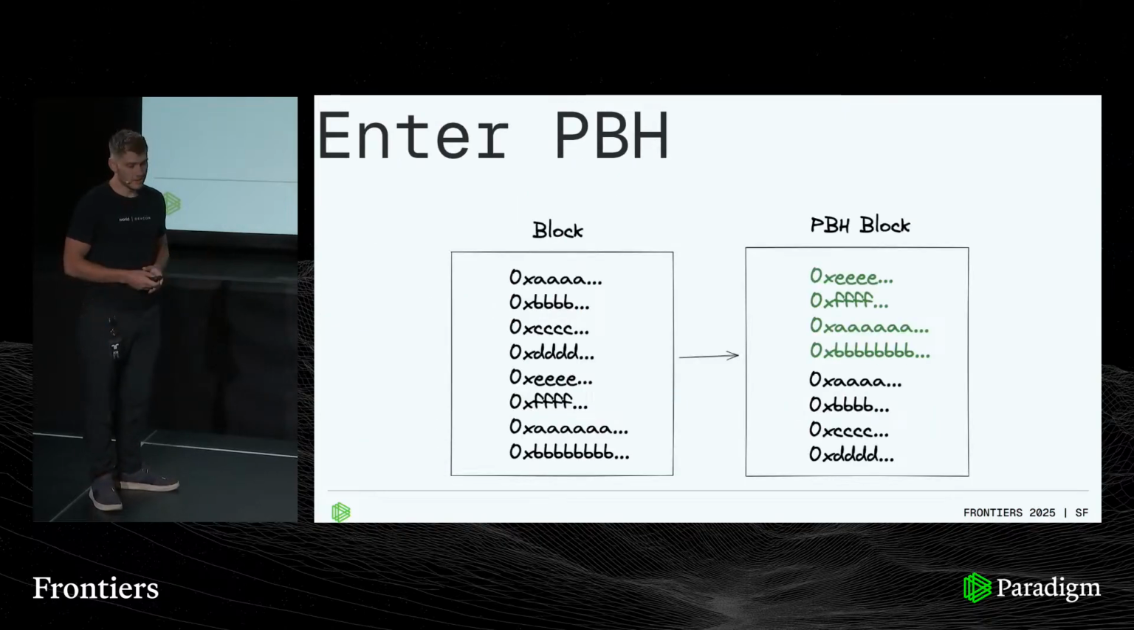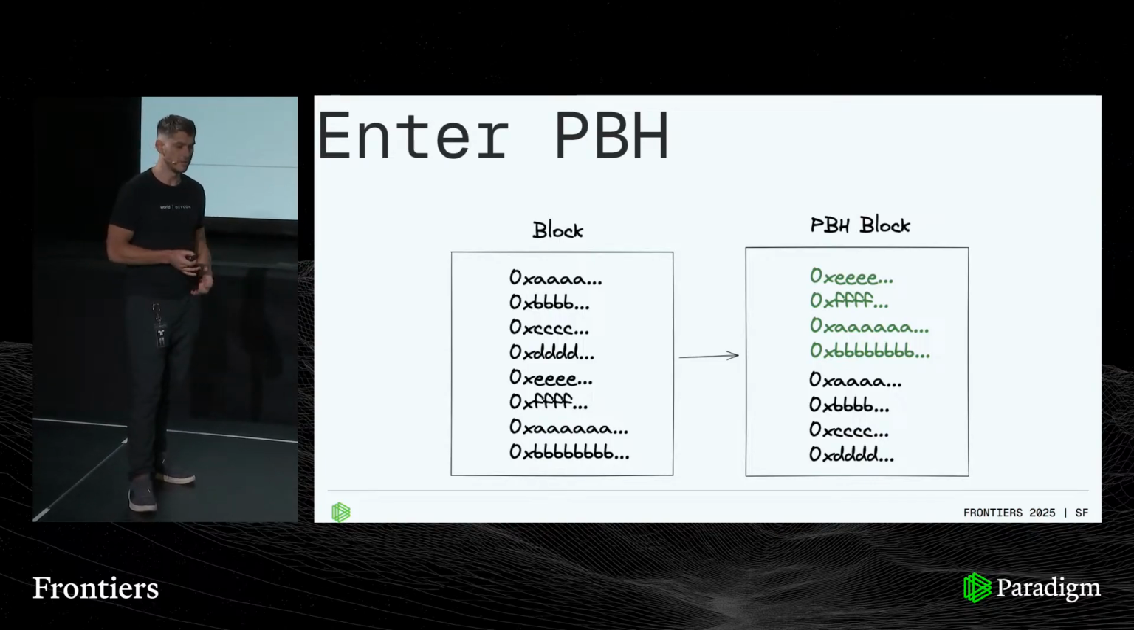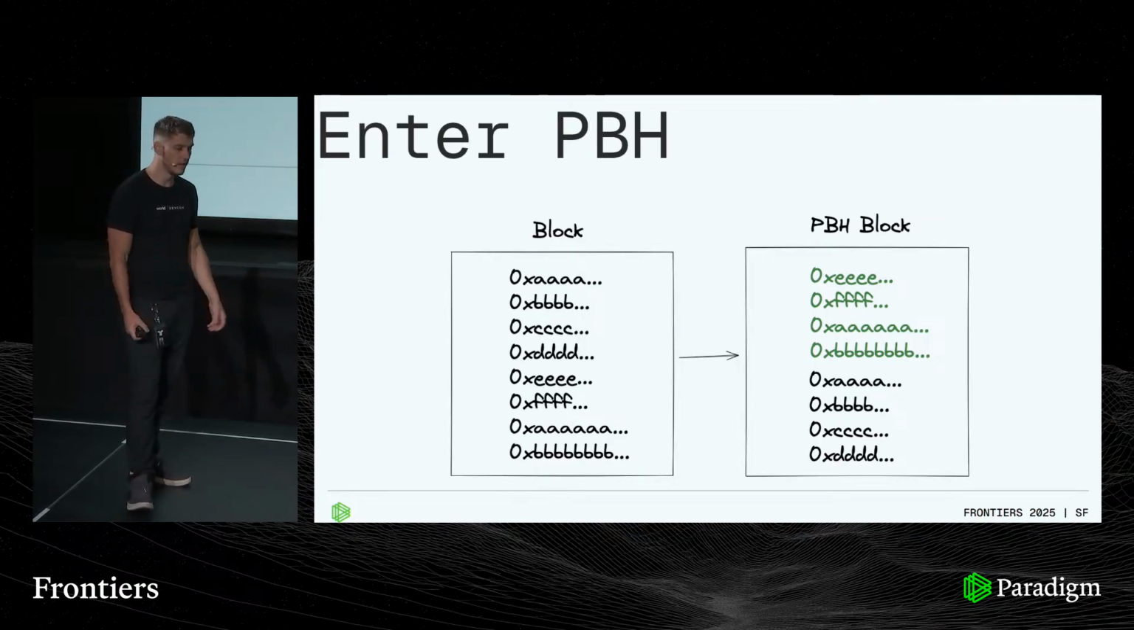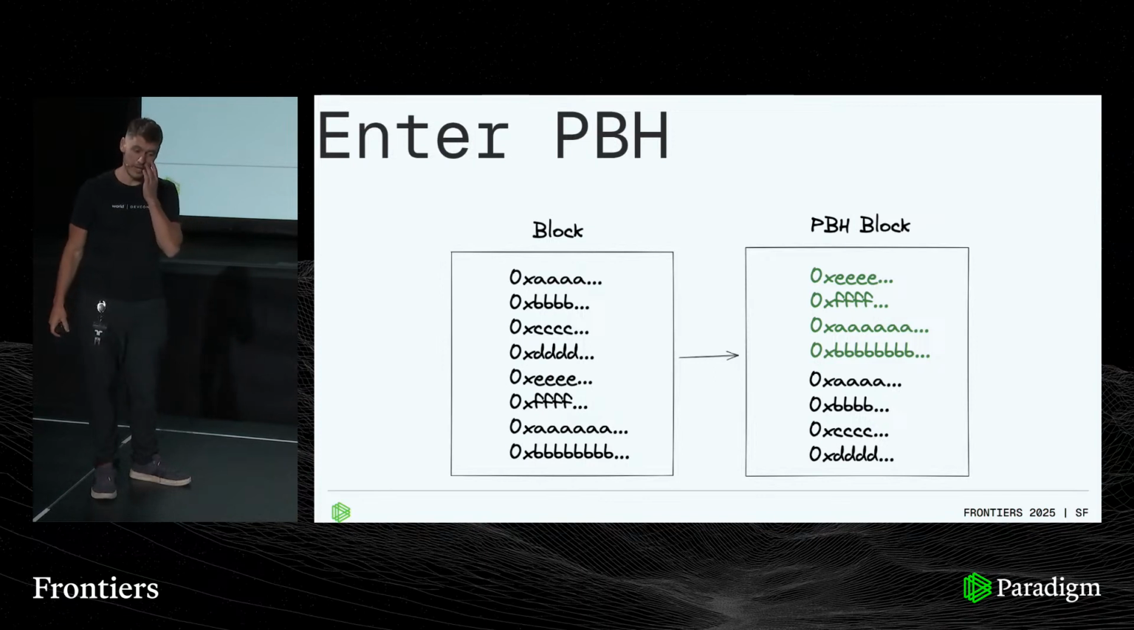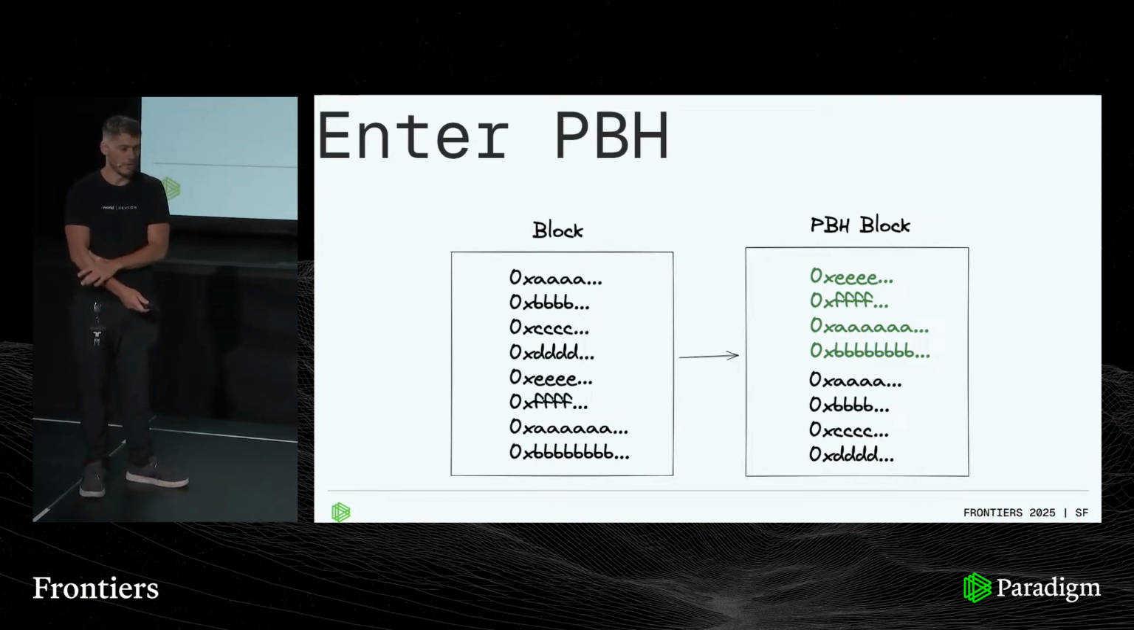So enter PBH. PBH, at its most fundamental level, introduces a new ordering mechanism into the block builder. We split block space into two categories with the primitive of World ID, where one subset of the block space at the top of the block is for verified World ID users, and the other subset of the block is for non-verified users. And within each subset of the block, we order with the canonical max fee ordering policy.